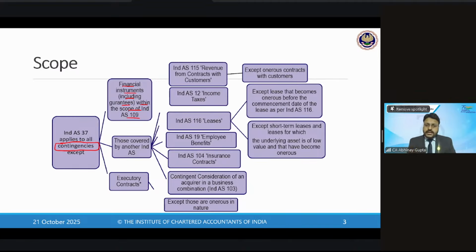How this financial guarantee will be measured, when this will be recorded, how it will be amortized, and what all disclosures will be made. All things are being discussed under Ind AS 109. That's why Ind AS 37 is specifically excluding this particular category of contingency. Is that clear? Any questions here?